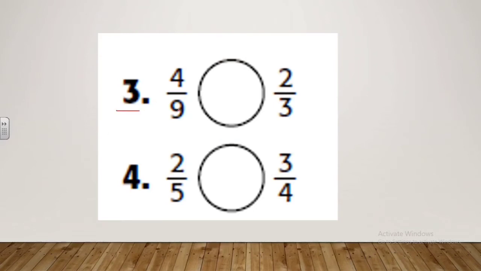Here we have 4 over 9 and on the other side we have 2 over 3. So, can you tell me, do we have the same number or different? Yeah, it's different numbers. And when we have different numbers, what should we do?